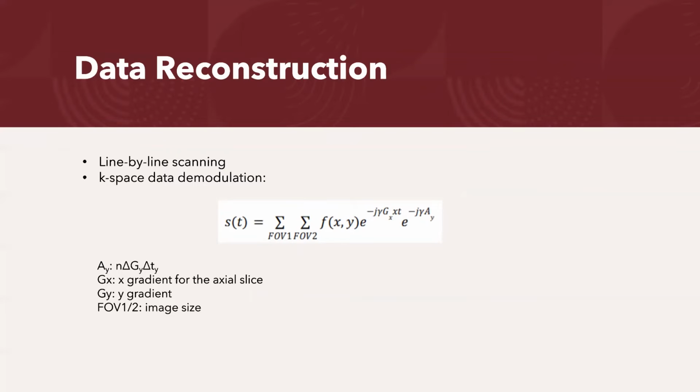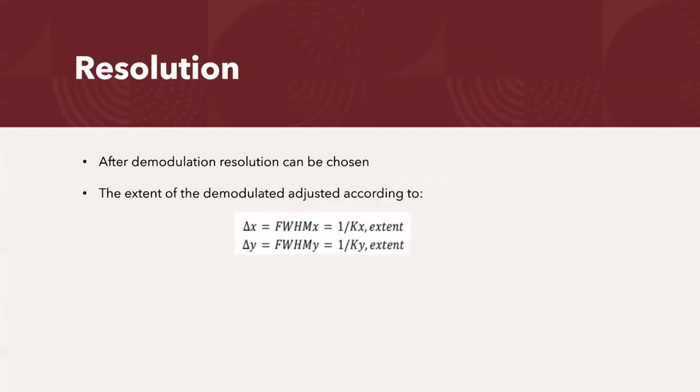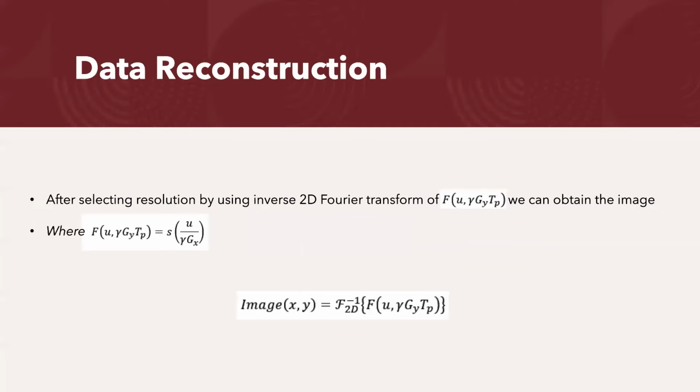Then, in order to reconstruct the data, we scan the K-space in a line-by-line fashion, and we need to demodulate the K-space data by using the following formula. Here, S of t is the signal. Then, after demodulation, we can adjust the resolution. The resolution can be adjusted by changing the extent of the K-space. The resolution and K-space are related with this formula. Then we can use a 2D inverse Fourier transform to obtain the image from our signal.